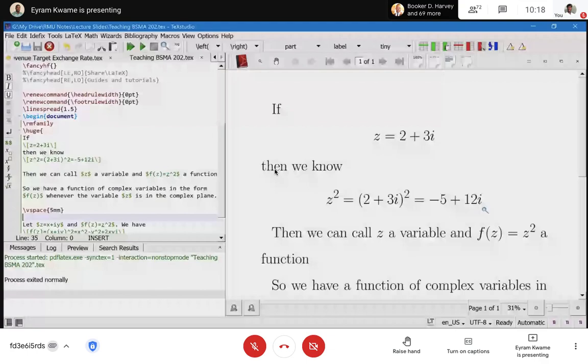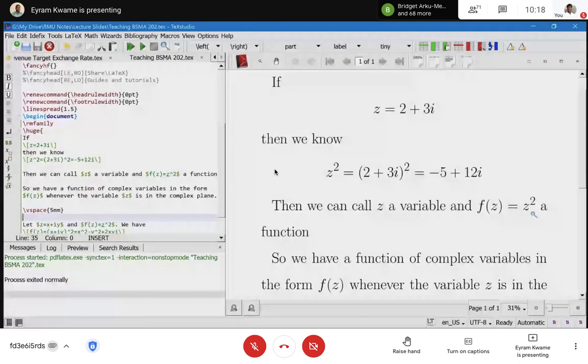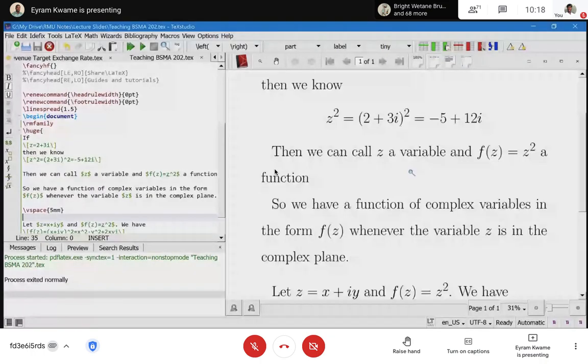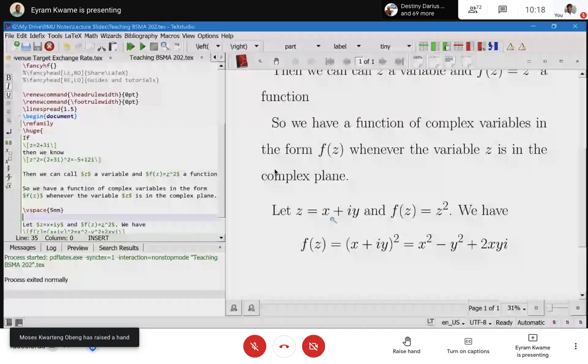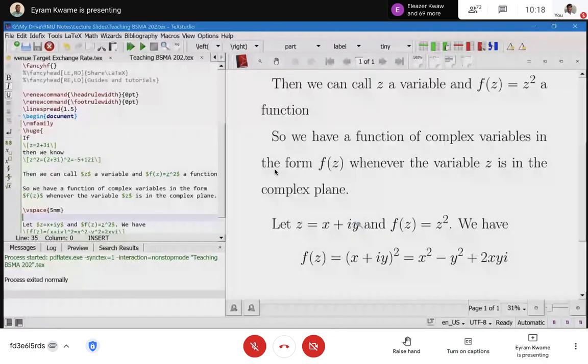I'm saying that, okay, let me call z a variable, which means z can take on anything. And then I'll define a function f of z is equal to z squared. For me to be able to get a general expression for the function, I am using a general expression for the variable z. Z is equal to x plus iy. In this example, x is 2, y is 3. But now I have x and y, and they can take on anything else in the world. Any number, x can be negative 2, y can be negative 5. But now I have turned them into variables. And then I have defined a function.